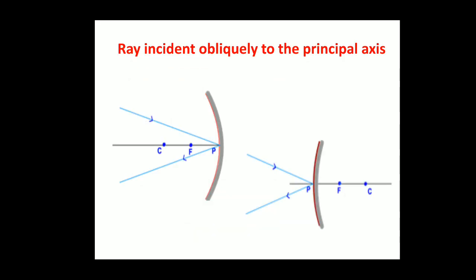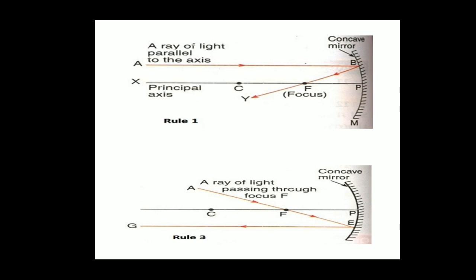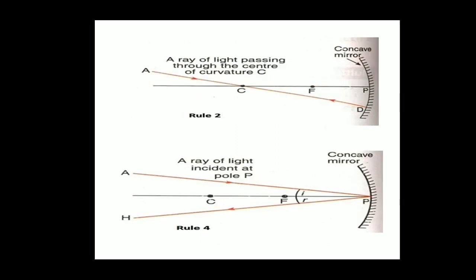So there are 4 rules we have studied. Quickly, if we recall, first rule: incident ray parallel to the principal axis, reflected ray passes through the focus. Can you see? Incident ray, reflected ray. The same thing in reverse way: incident ray passes through the focus, reflected ray is parallel to the principal axis. These two are exactly the same idea, just the reverse of that. The third one is the ray of light passing through the center of curvature retraces its path. There is no change in the path.